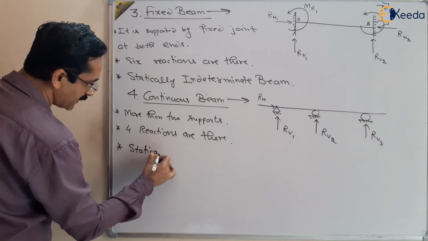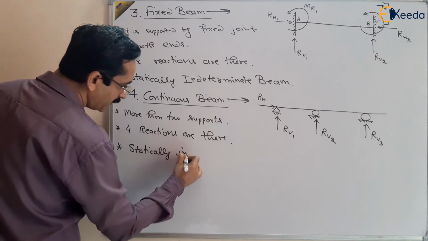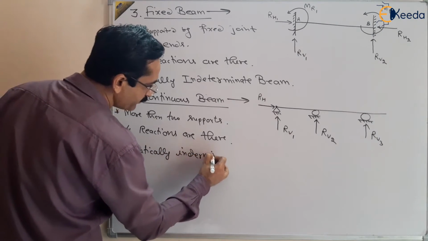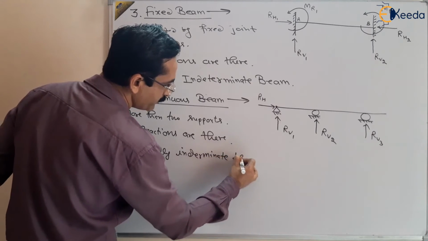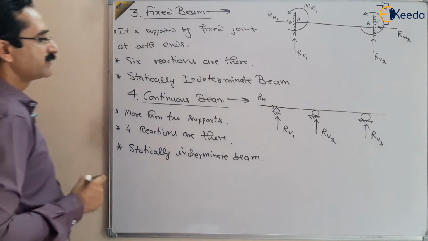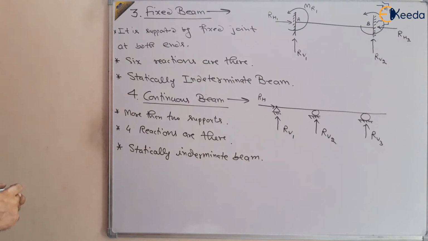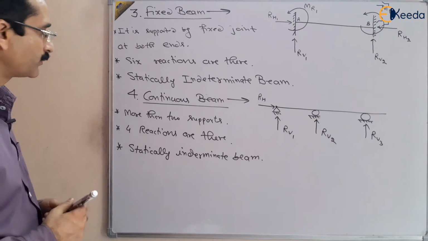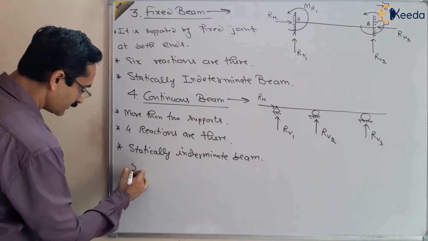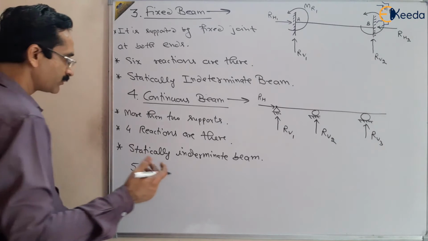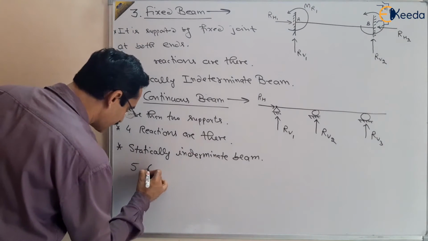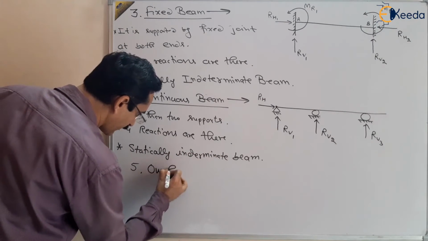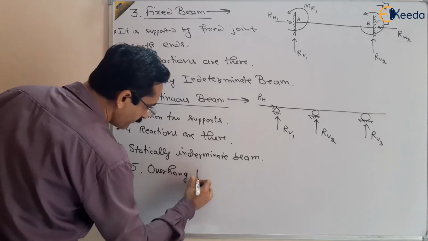So this is basically a statically indeterminate beam. One more type of beam is there, that is called an overhang beam. That is nothing but a simply supported beam, but a different name is given to it, that is overhang beam.